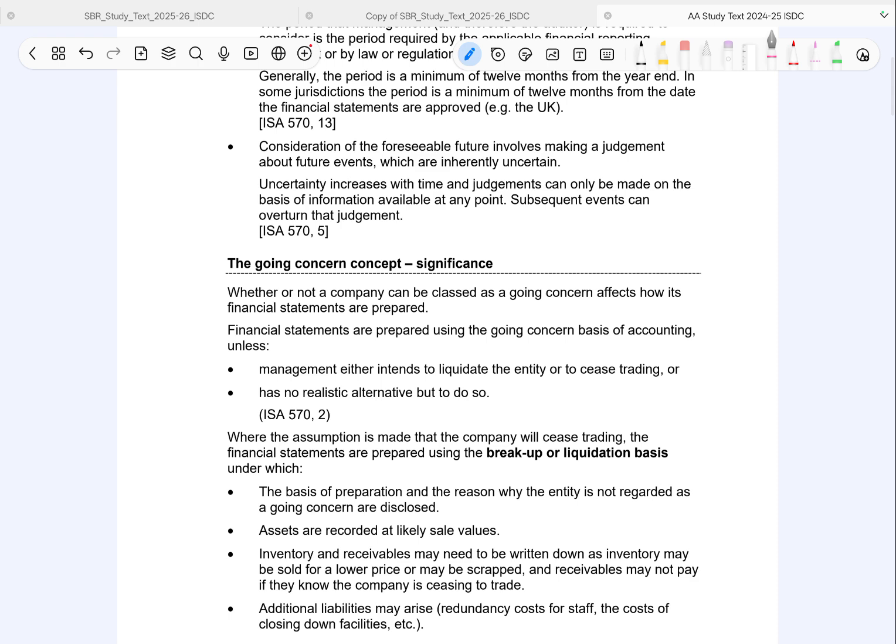The assets are no longer shown at normal values, they are shown at sale value, what we can actually get if we sell them quickly. Inventory might be sold at a discount, or even scrapped. Receivables may not pay because customers know the business is closing. And on top of that, new liabilities can arise, likely employee redundancy costs, shutdown costs, etc.